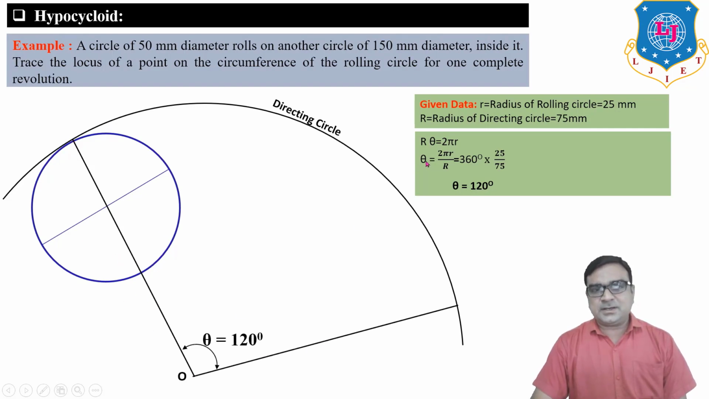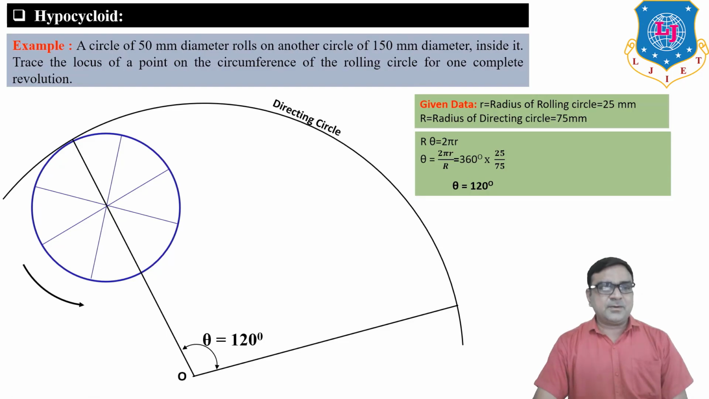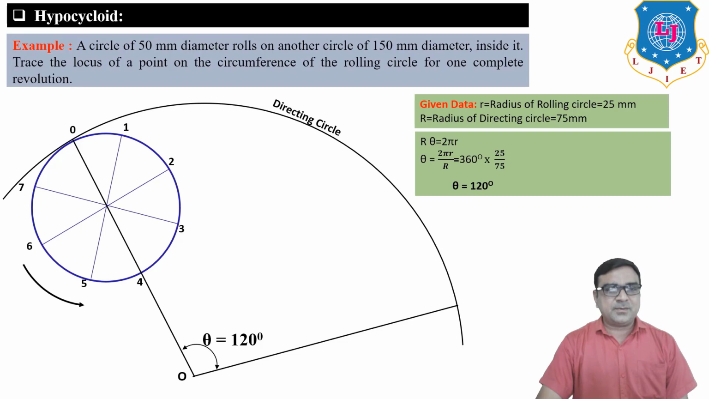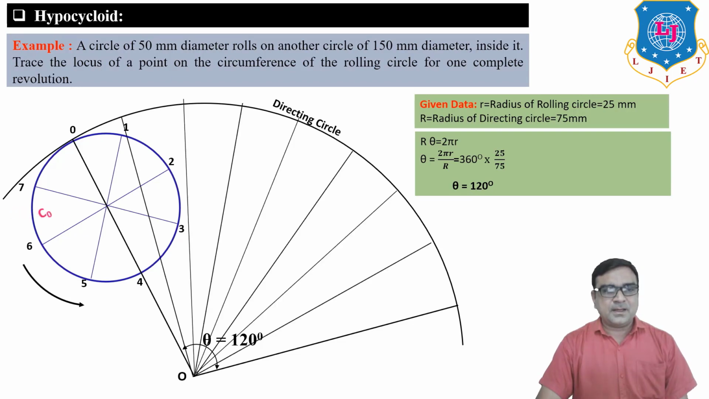Also, calculate the theta angle for one rotation. This angle theta is 360 degrees multiplied by the radius of the rolling circle divided by the radius of the directing circle. So 120 degrees. Now divide the circle into 8 number of parts. Here we want to rotate anti-clockwise, so numbering will be clockwise. Now divide the 120 degree angle into 8 angles.